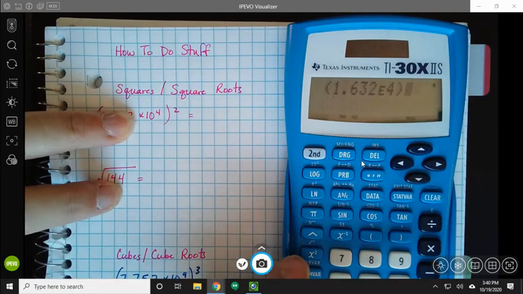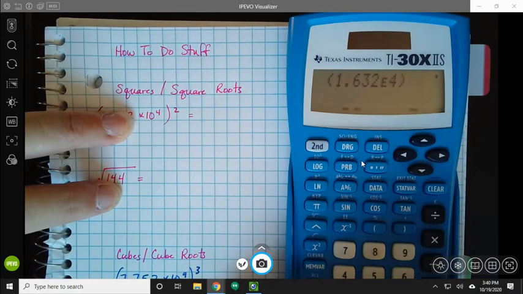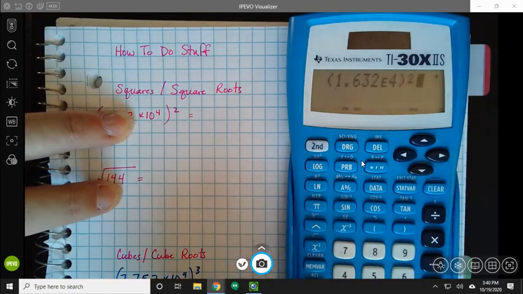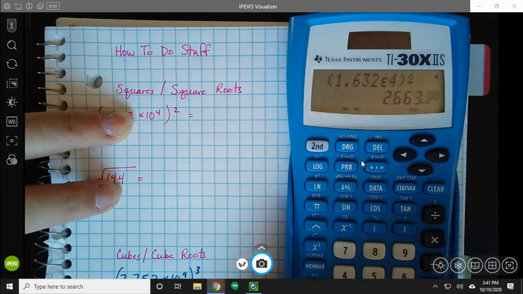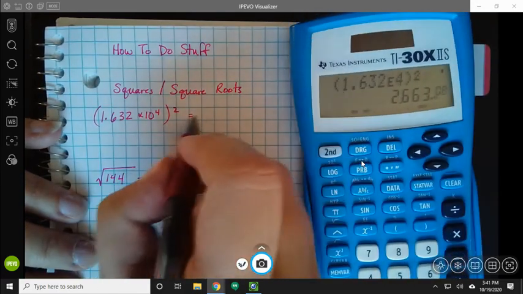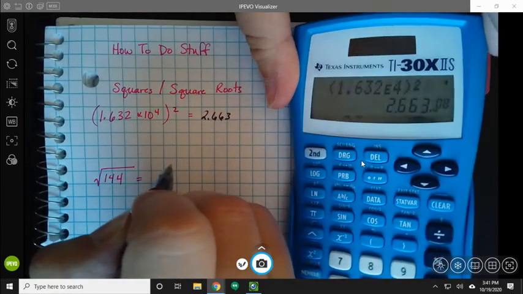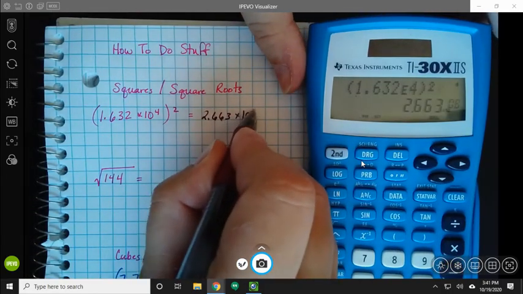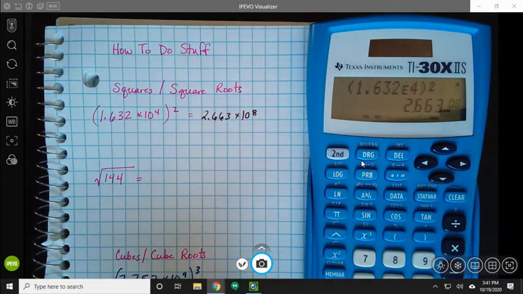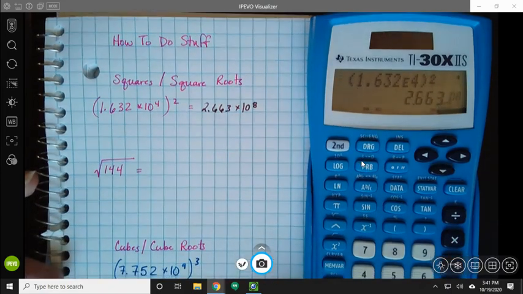In this case, I'm just going to use the button right here on my calculator that's x squared. I'm going to hit that, and if I hit enter, it will give me my answer. That would be 2.663 times 10 to the 8th. Okay, so that's the sequence for punching that in.